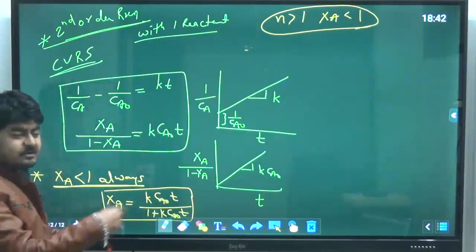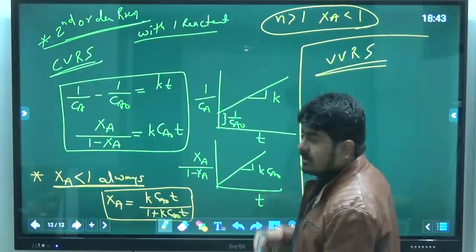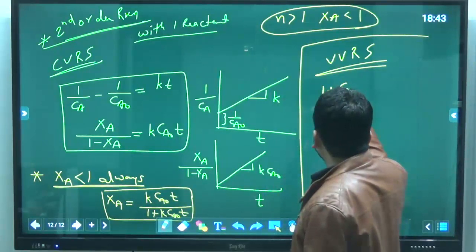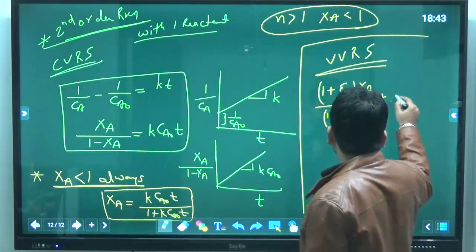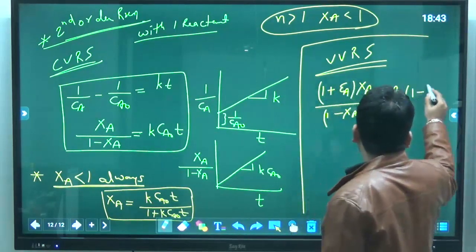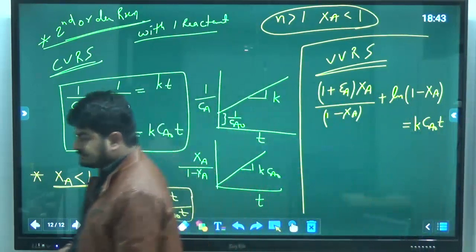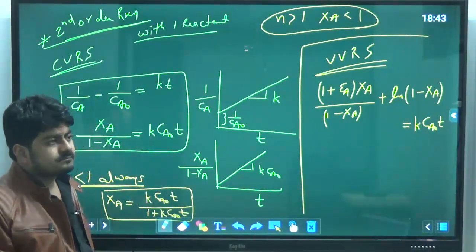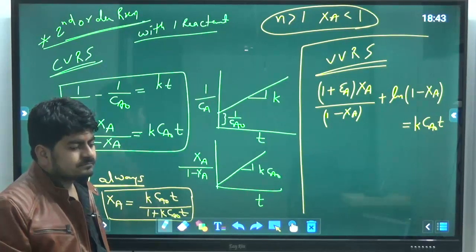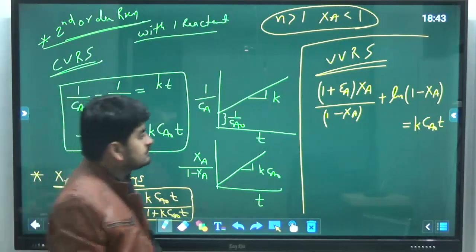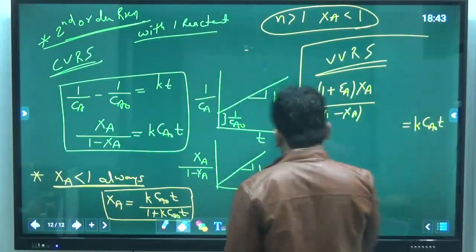Now, this is for CVRS. If I talk about the VVRS, in second order reaction having one reactant, the kinetic equation is like, multiply by epsilon A. I should write it like this, properly.